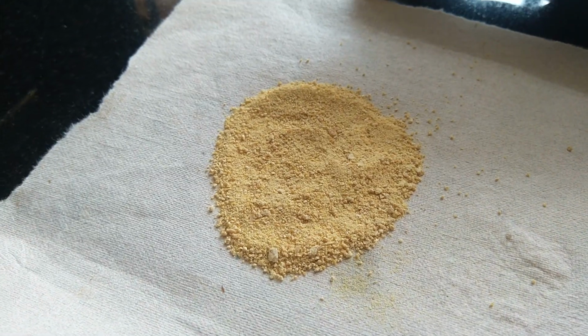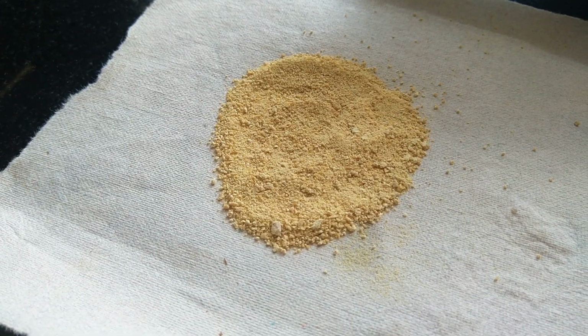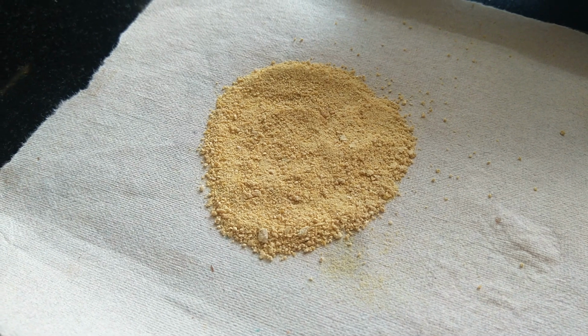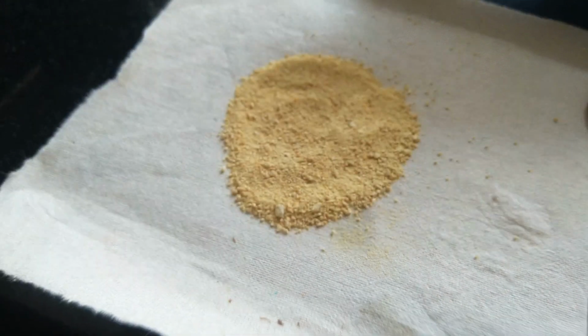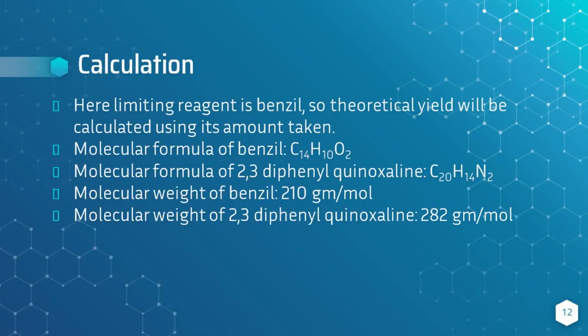This is our final product, that is 2,3-diphenyl quinoxaline, which is used as an antibacterial, antiprotozoal and antiviral drug. So in the video we have seen how to synthesize 2,3-diphenyl quinoxaline using orthophenylene diamine and benzil. Now let us move on to the calculation.